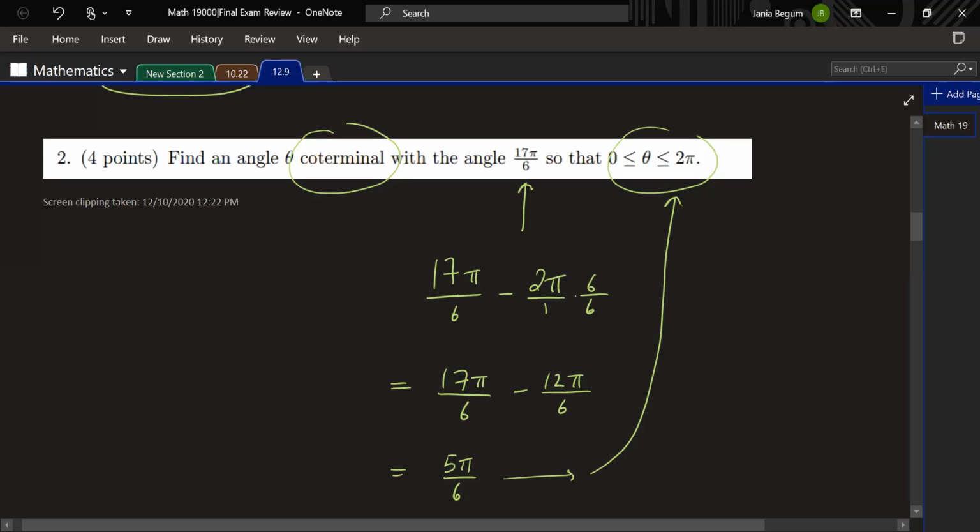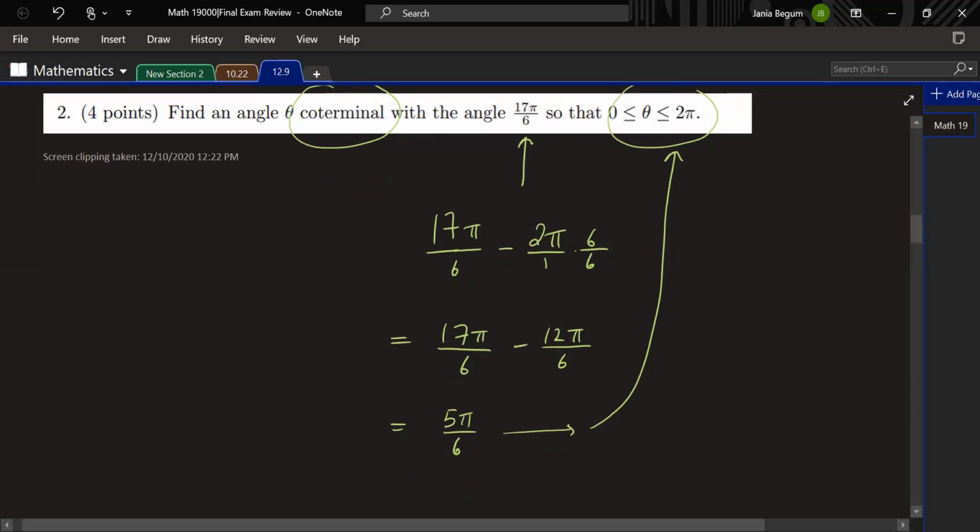So let's check. How do we know? The question is, do you want to keep subtracting 2 pi, or do we have the angle that we want? We're going to rewrite 5 pi over 6. Or if you want to convert it to degrees, you can also do that, but that would take so much time, so let's not do that. Let's rewrite and see if it is within the boundary.